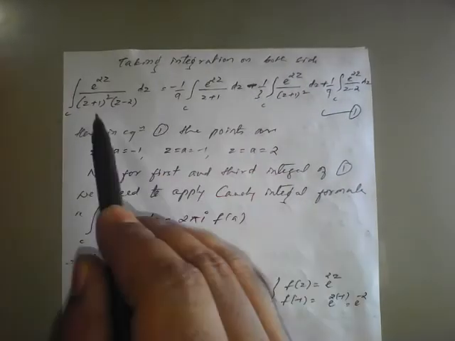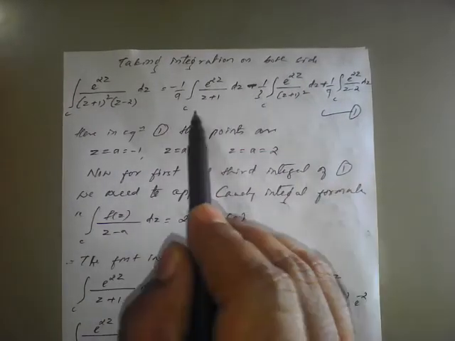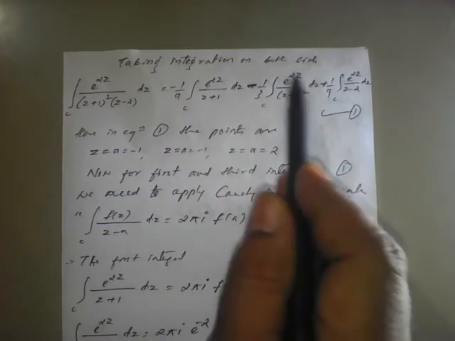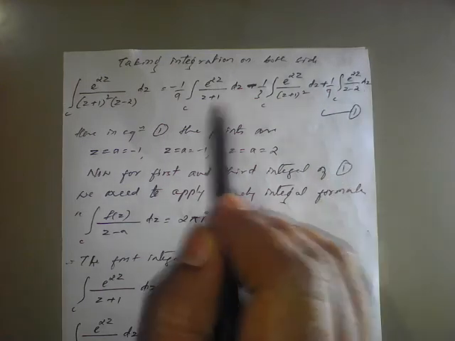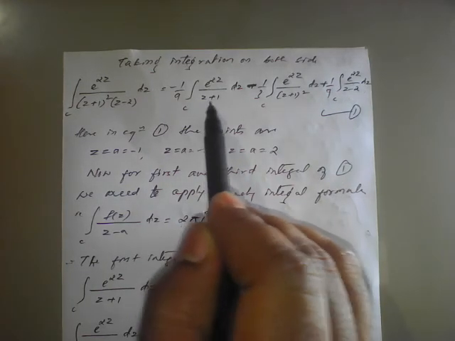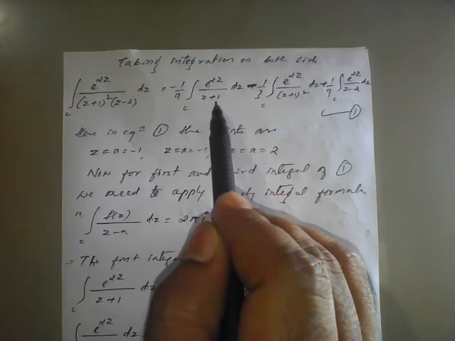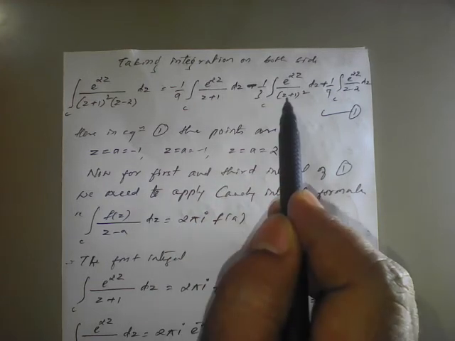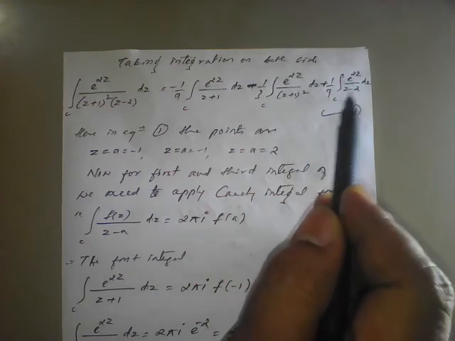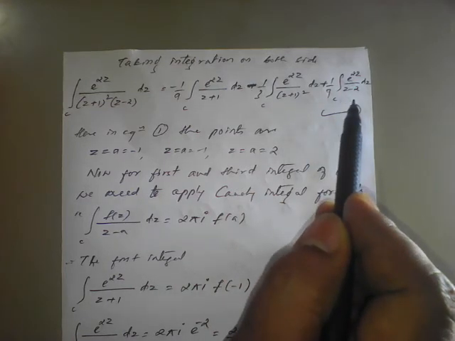Taking integration on both sides, we get this formation. So we see that on the right hand side of this equation we have three integrals: first integral, second integral and third integral. Each integral has a different pole, a different point. Here z plus 1 means the value of a is minus 1. Here z plus 1 means again the value of a will be minus 1. z minus 2 means the value of a will be 2.